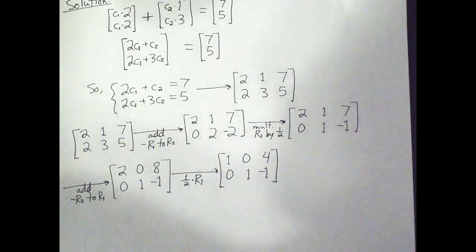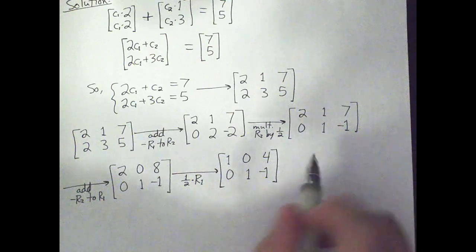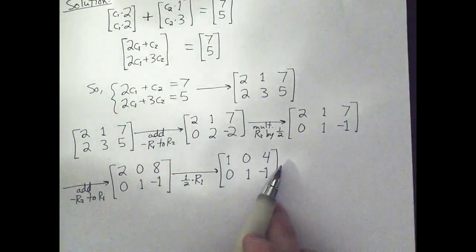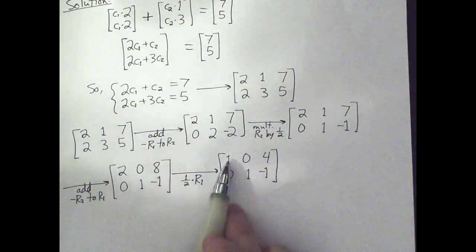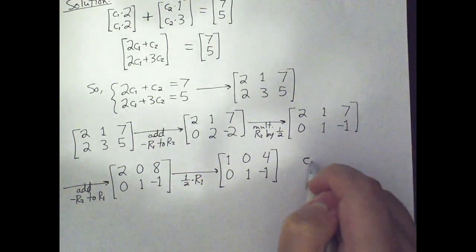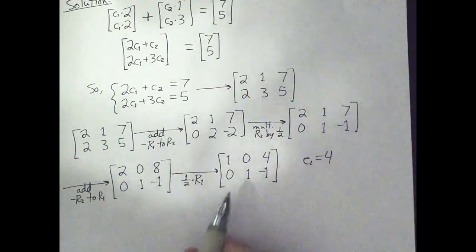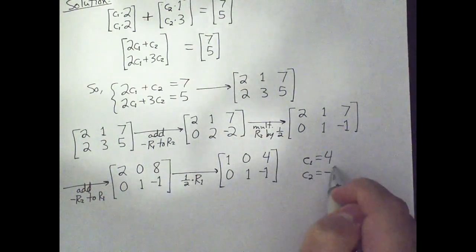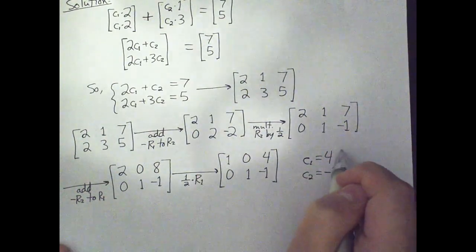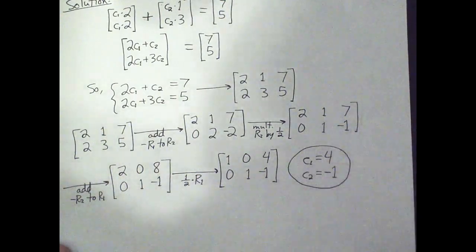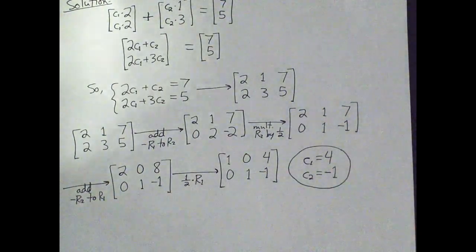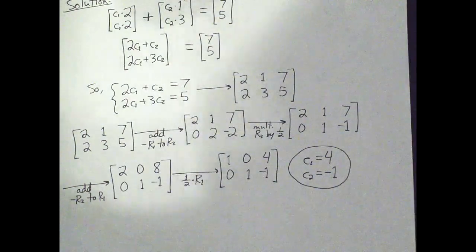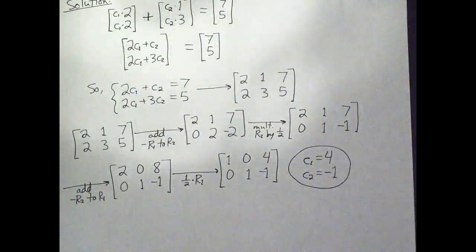So the solution that we wind up getting, the first row is telling me that C1 is 4. Second row is telling me that C2 is negative 1. And these are the weights that we were looking for. And those are the only answers to this problem.